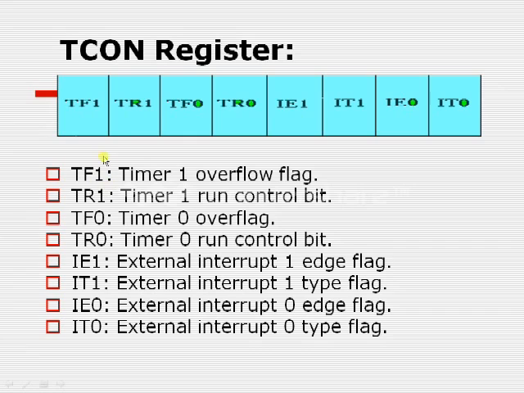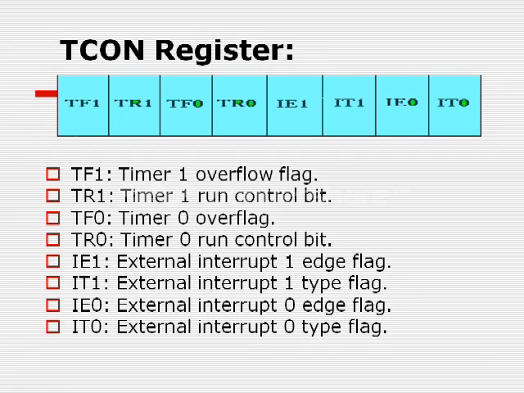Here TF1 is nothing but the timer 1 overflow flag, and TR1 is the timer 1 run control bit, TF0 is the timer 0 overflow flag bit, and then TR0 is the timer 0 run control bit. With the help of these overflow flags, we represent the overflow status of the timers.